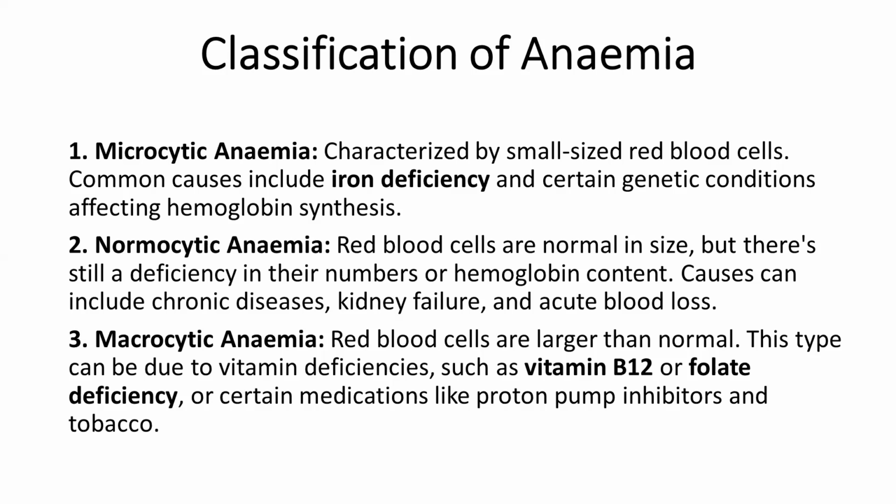And then there is, of course, macrocytic anemia. This is also a very prevalent kind of nutritional anemia. In this, red blood cells are larger than normal. This type can be seen in vitamin deficiencies, particularly vitamin B12 and vitamin B9, that is folate, and due to certain medications like proton pump inhibitors, usually omeprazole or lansoprazole, that can have some issues with the intrinsic factor, and that can lead to deficiency of vitamin B12. And of course, tobacco can be one of the reasons that intrinsic factor decreases from the stomach lining.